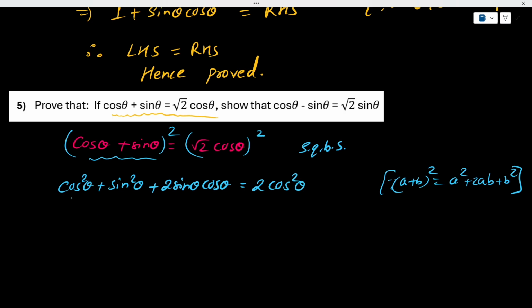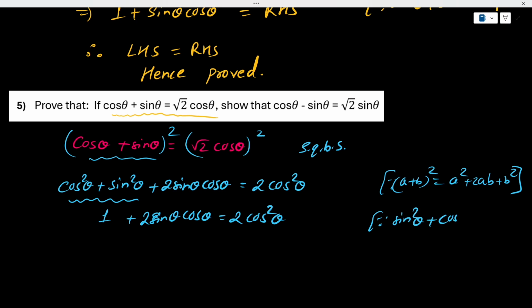Now here sin square theta plus cos square theta is 1, right? So this will be 1 plus 2 sin theta cos theta equals 2 cos square theta, right? Which identity did we use here? Sin square theta plus cos square theta equals 1. After that, 2 sin theta cos theta equals 2 cos square theta minus 1.